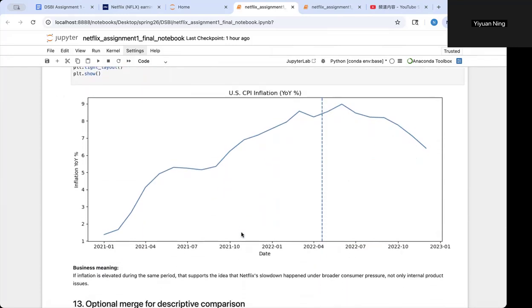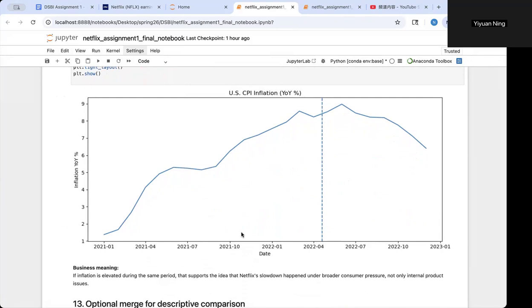Finally, I look at inflation. The CPI chart shows that inflation was high during this period. This does not prove inflation caused the Netflix slowdown, but it does show that Netflix was operating in a difficult consumer environment. From this analysis, I draw four main insights.